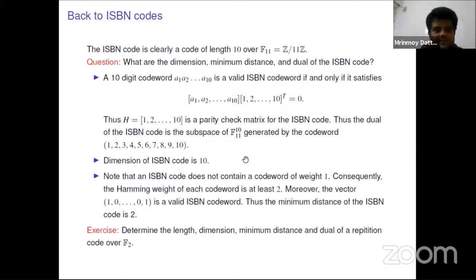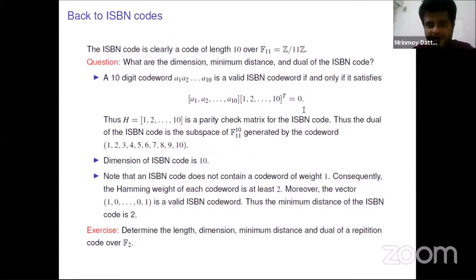So what is the dimension of this ISBN code? If the dual has dimension 1, then the original code will be of dimension 9. And now you see that the ISBN code will never contain a code word of weight 1. If all of the coordinates except for one are zero, then this product is never going to be 0. So the minimum weight has to be at least 2.